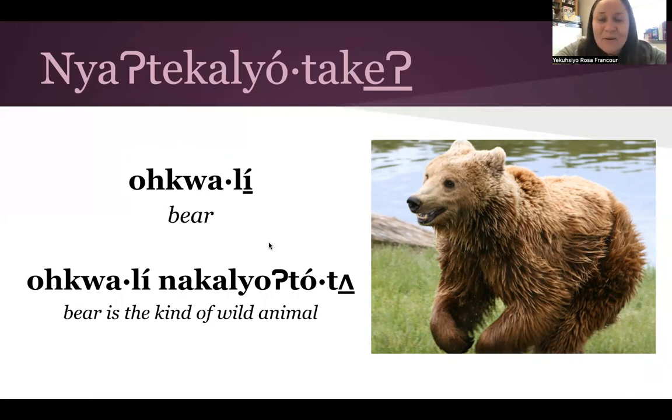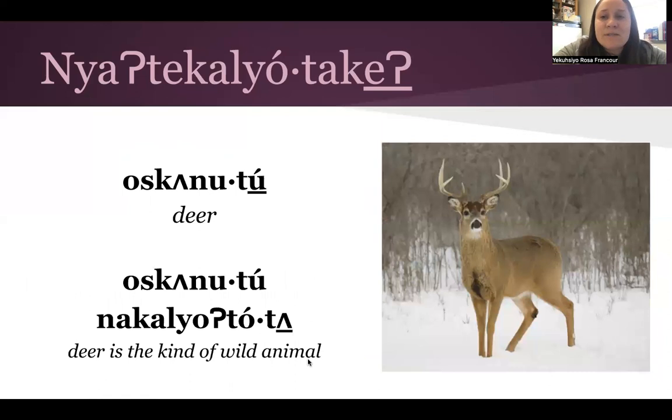Ohqualli is a bear. Ohqualli nagaliot dod, a bear is the kind of wild animal. Oskanundu. Oskanut is a deer. Okay, so try that. Oskanundu. Oskanun. So again, this has a whispered ending, and then the full word is Oskanundu, whispered ending, Oskanut. So if you're saying it in a sentence, like this example here, Oskanundu nagaliot dod.